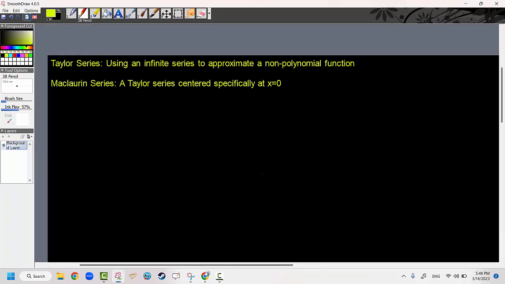So a Taylor series really is just using an infinite series to approximate a non-polynomial function. And the Maclaurin series is just a Taylor series centered specifically at x equals 0. So whenever you see on the AP exam a Maclaurin series, you can assume the center is 0. Sometimes they say the Taylor series centered at 0. Just different ways of expressing the same idea, but we're going to encounter both in this video. We're going to encounter centered at 0, and centered not at 0, and all that mumbo jumbo.